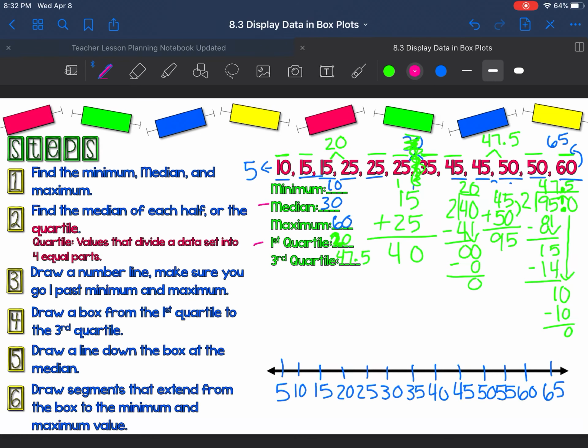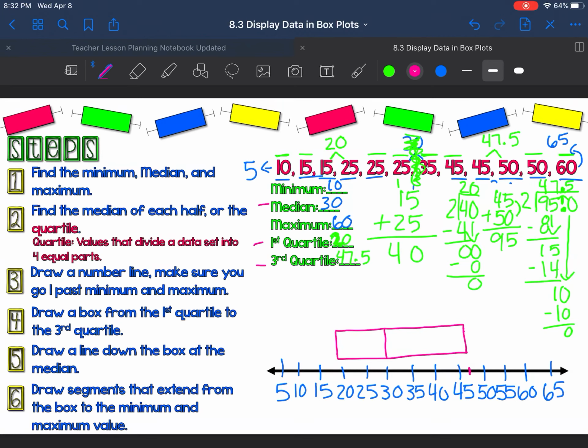So now I'm going to draw my lines at my median, my first and my third quartile. My median is here, my 30. My first quartile is here, it's 20. And my third quartile is 47.5, which is right in between those two, right about there. Now I can connect my lines. Look at that beautiful box plot forming. So I got the box plot part done.